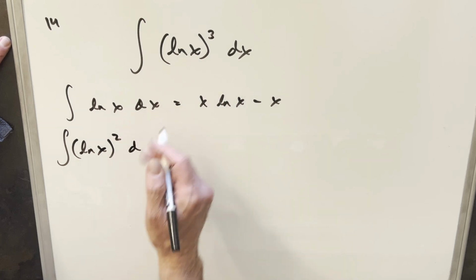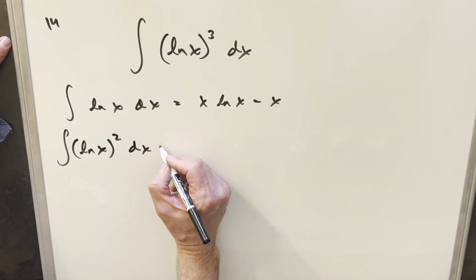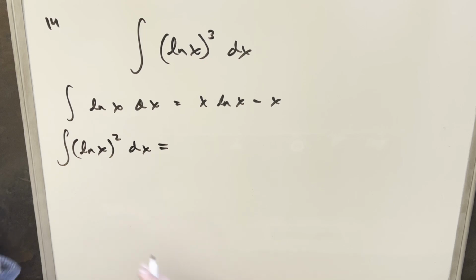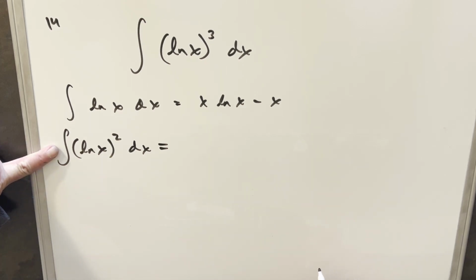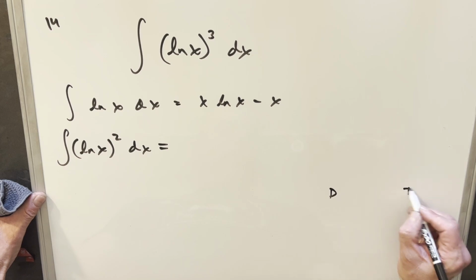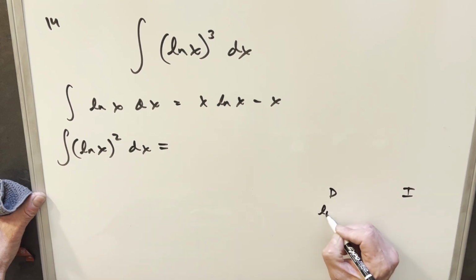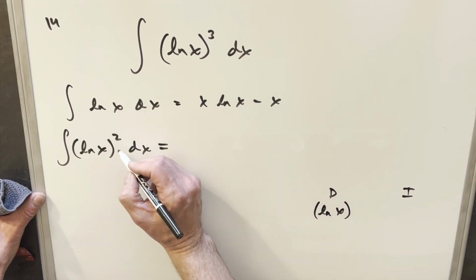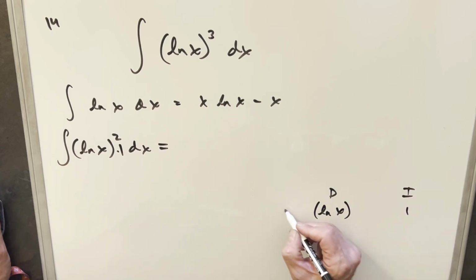Ln x, we need ln x cubed. And maybe there's a better way, I don't know, but this is the way I do it. So for this, I'm going to need this in order to do this. Let's just do integration by parts over here on this one. So we just do the standard thing. We kind of just create a 1, and we'll do our DI table.